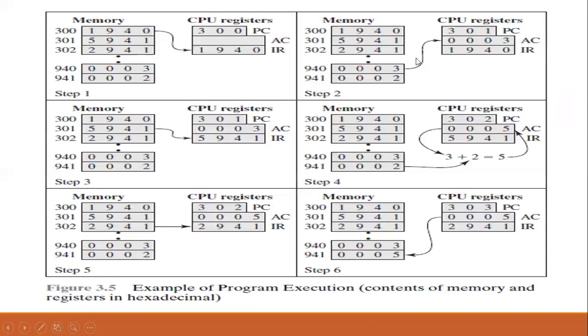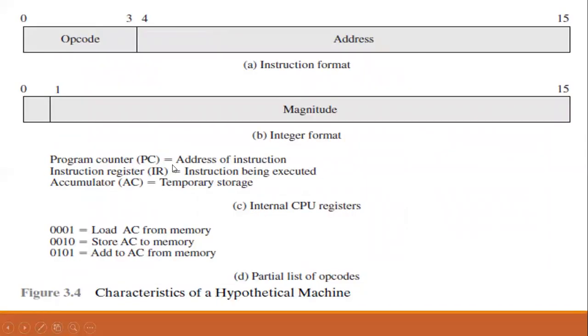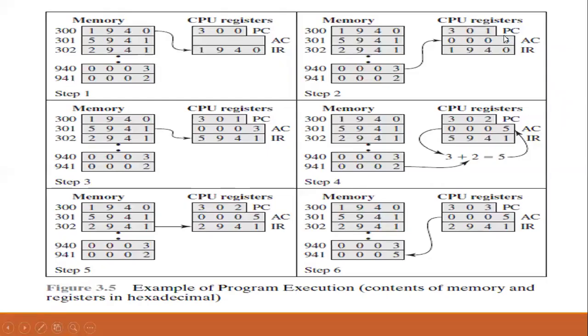See, in the next step, these contents are copied into your accumulator, and as the instruction from location 300 is fetched, the contents of PC are incremented. So now the contents of PC are 301, and the next instruction will be fetched. At location 301 there is this instruction, 5941. So this instruction will be copied into the instruction register. So see, the first instruction is executed: load AC from memory.